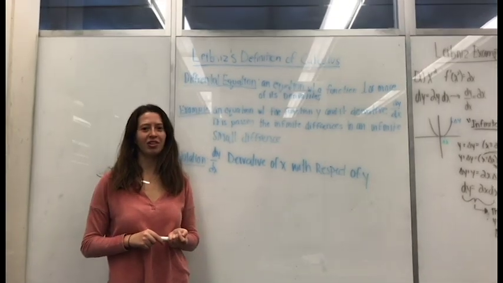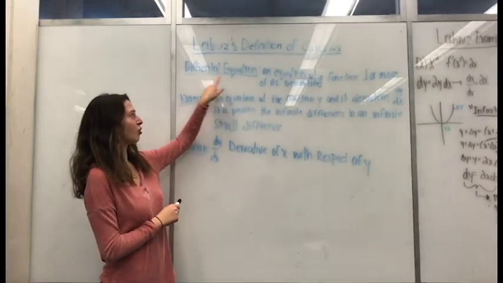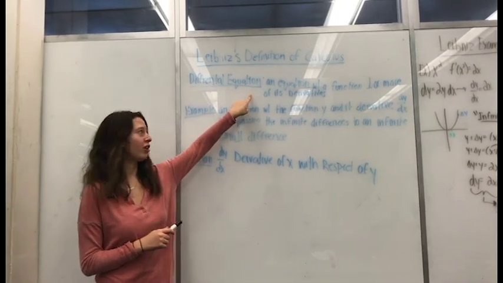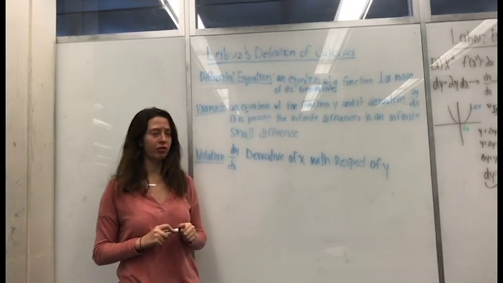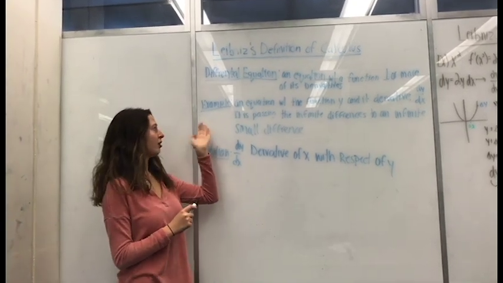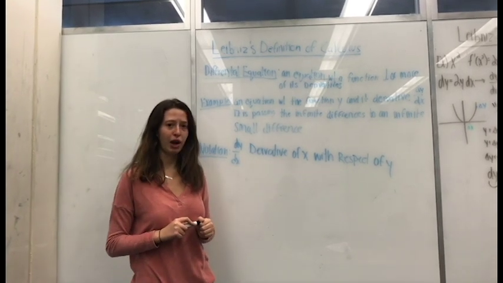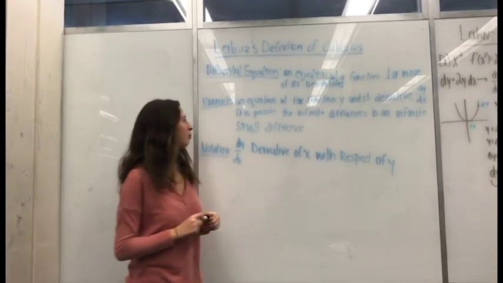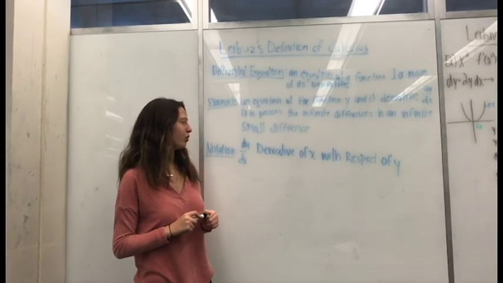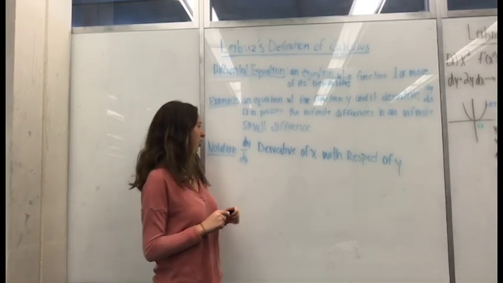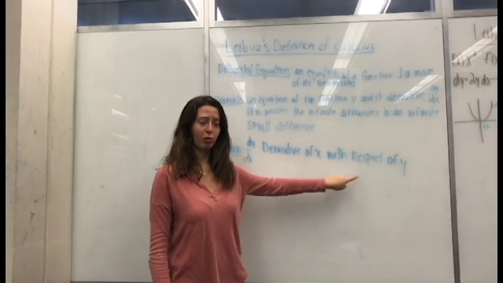So this is Leibniz's definition of calculus. He did not use limits. Instead, he used differential equations. The definition of it is an equation with a function and one or more of its derivatives. An example of it is an equation with a function y and its derivative dy over dx. It is passing the infinite differences to an infinitely small difference. The notation of it is dy over dx, the derivative of y with respect to x.